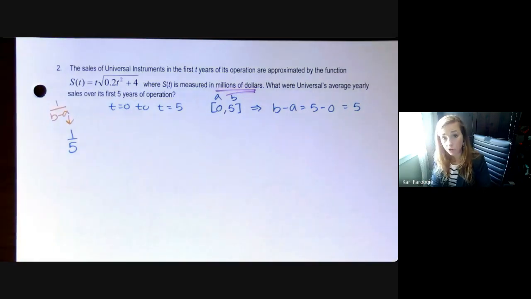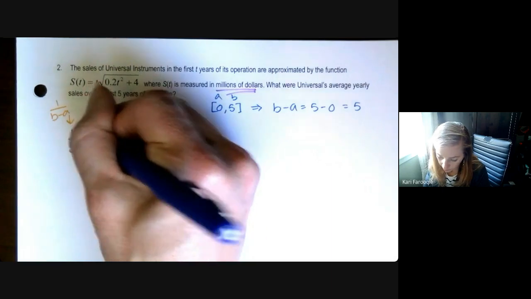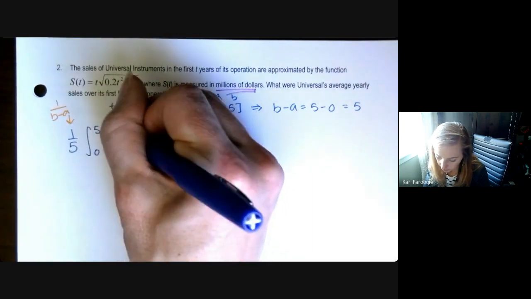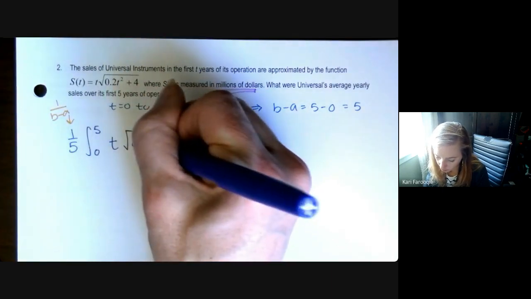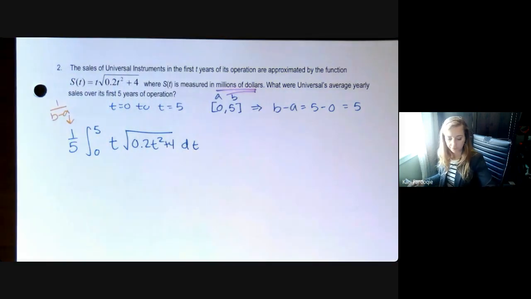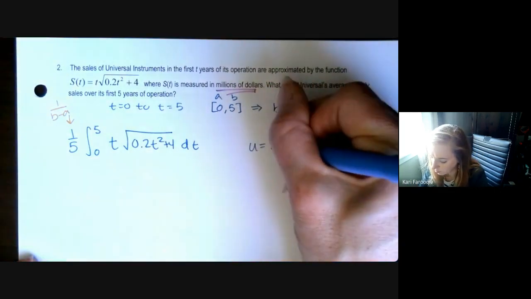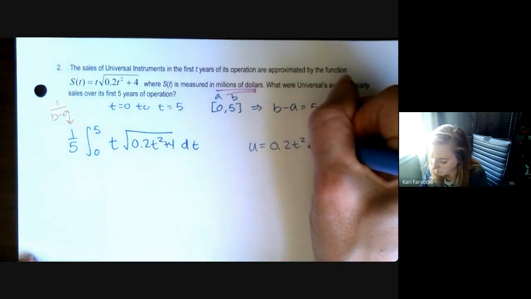And then we're going to multiply that by the integral from 0 to 5 of t times the square root of 0.2t squared plus 4 dt. All right. It's a substitution problem. I'm going to change my limits of integration because that's what I want to do. And we're on the last problem, so I feel like I should get to do what I want to do. Okay. u equals 0.2t squared plus 4.